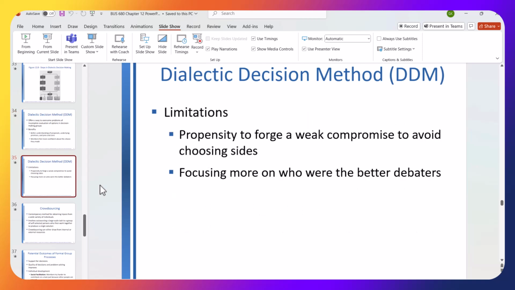Limitations: propensity to forge a weak compromise to avoid choosing sides, focusing more on who were the better debaters. So sometimes people lose their purpose or what was the game plan.